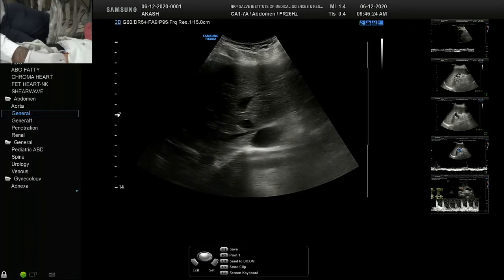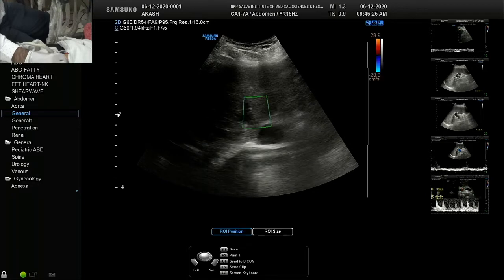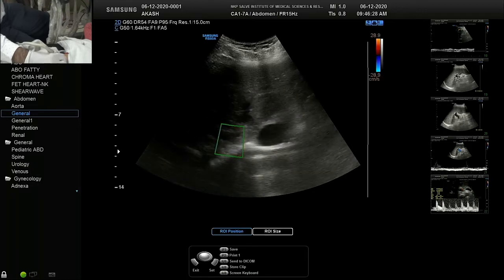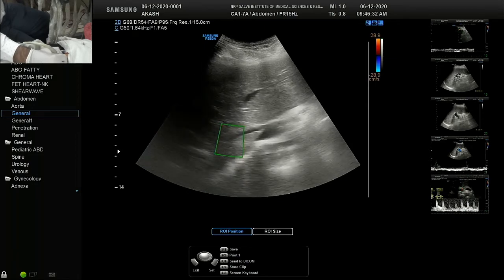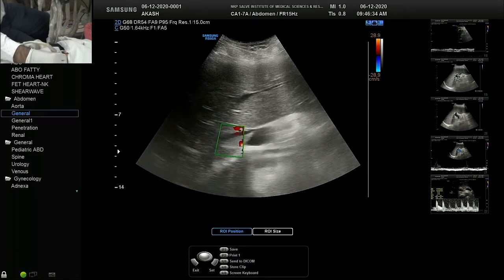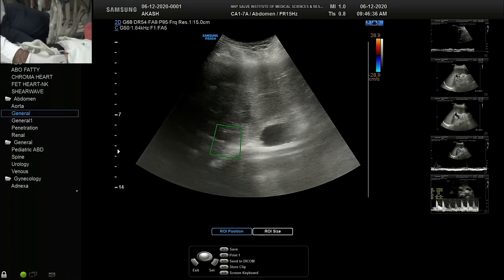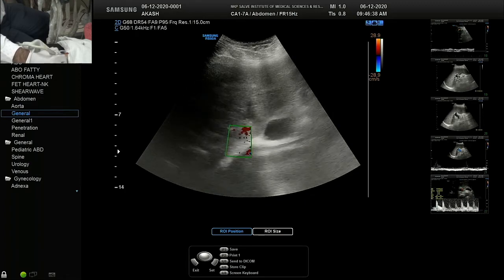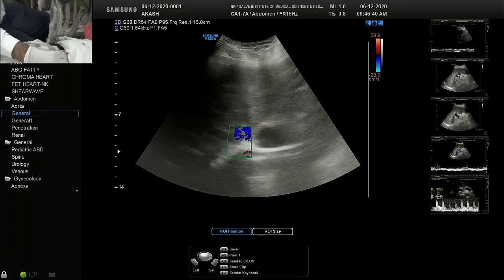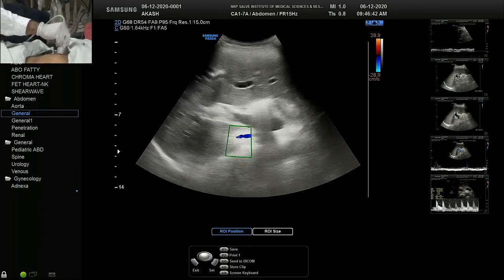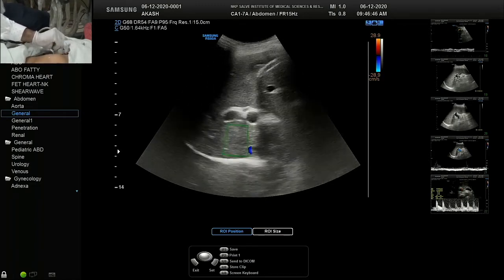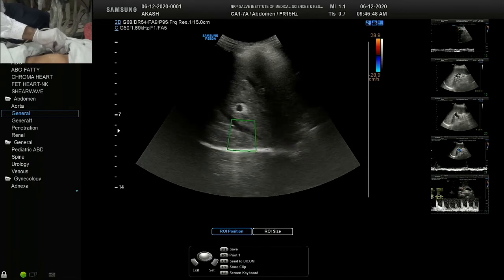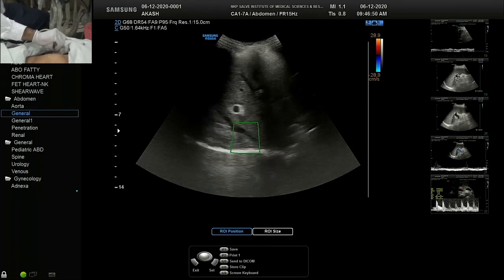That is the right hepatic vein here. We'll try to see here if we can get flow there. It's not possible because the angle is quite more, the Doppler angle is more, so we take a different view and try to see the hepatic vein and its flow.